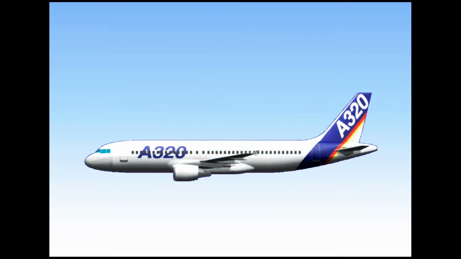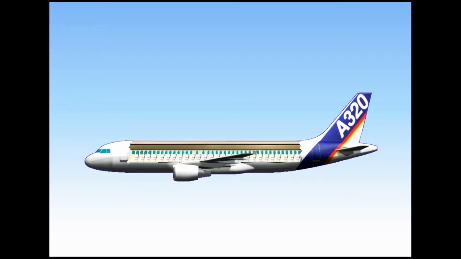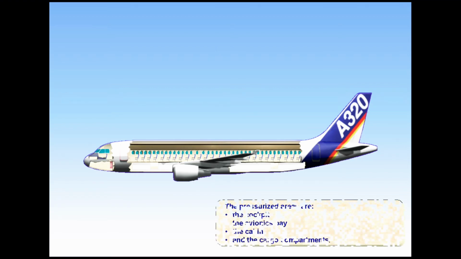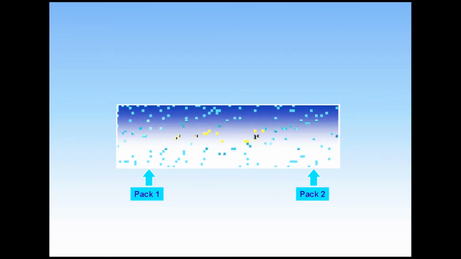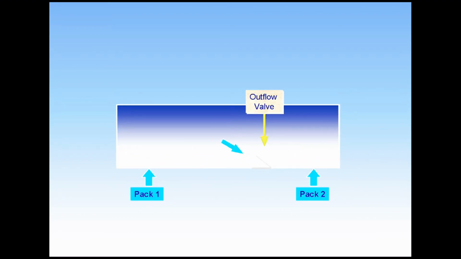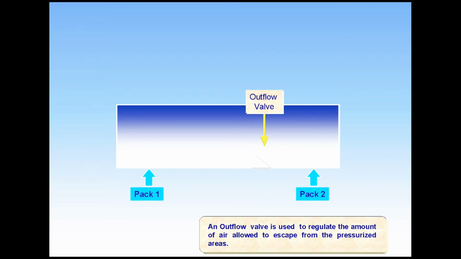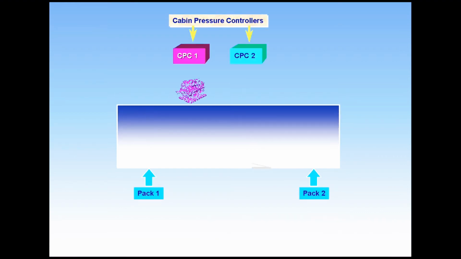The pressurized areas are the cockpit, the avionics bay, the cabin, and the cargo compartments. An outflow valve is used to regulate the amount of air allowed to escape from the pressurized areas. Automatic control of the outflow valve is provided by two cabin pressure controllers.